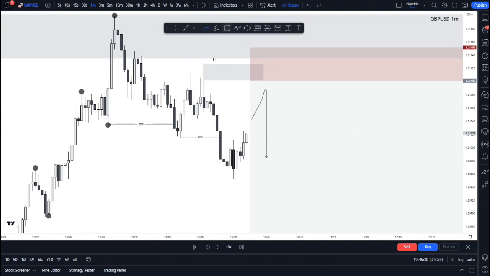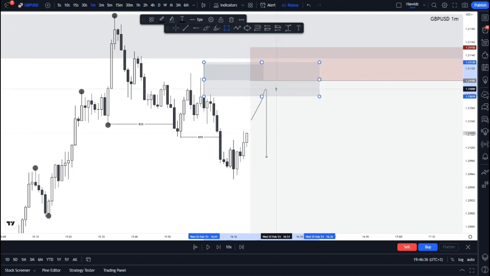So basically, this here was my overall POI. I was looking for price to come into here, mitigate this, and then leave. But for me, this was too much of a zone.